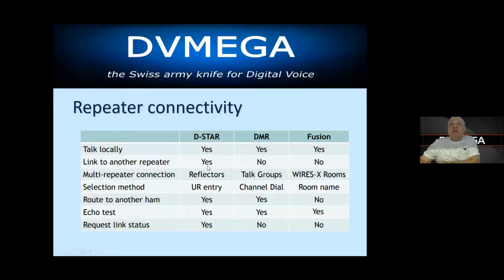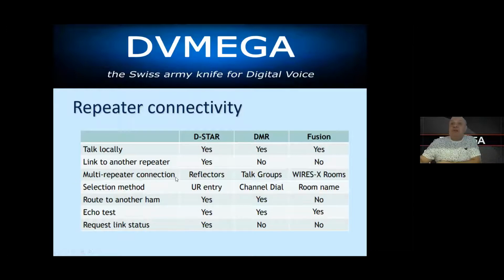A link to another repeater, that means that you can connect your hotspot or repeater. You can connect a repeater to repeater or hotspot to repeater without having a network, a master or controller whatsoever behind. With DMR and Fusion, that's not possible.